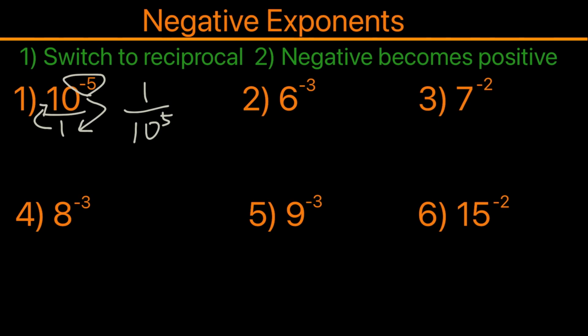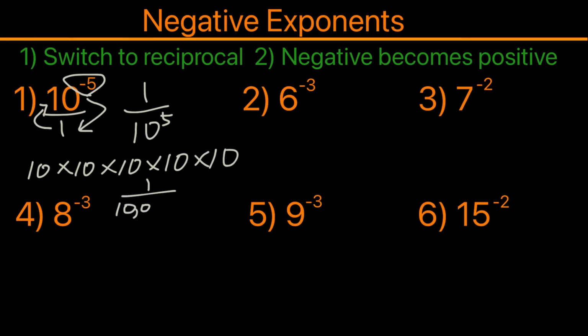Now why does the negative 5 become positive 5? Because once you switch the exponent from the numerator to the denominator, then the sign will change from negative to positive. So now that we have done this, all we gotta do is take 10 to the power of 5. So this will be 10 times 10 times 10 times 10 times 10, and that gives us 100,000. So the answer is 1 over 100,000.